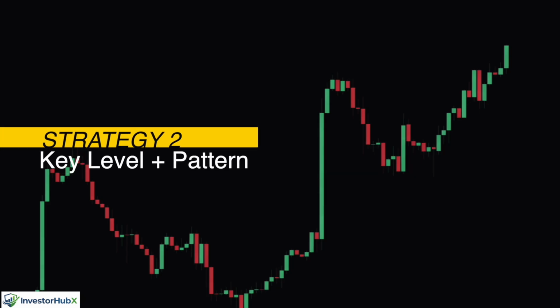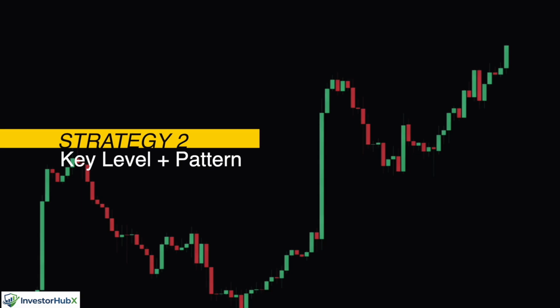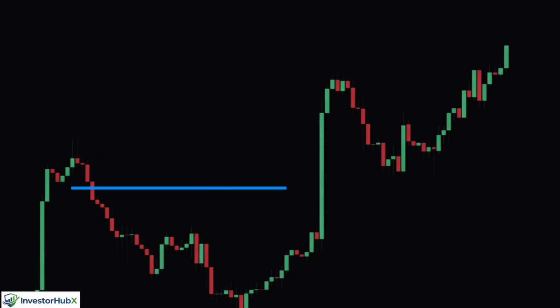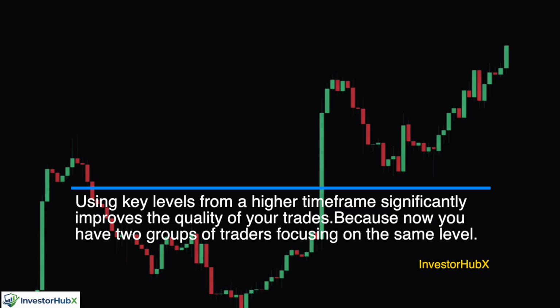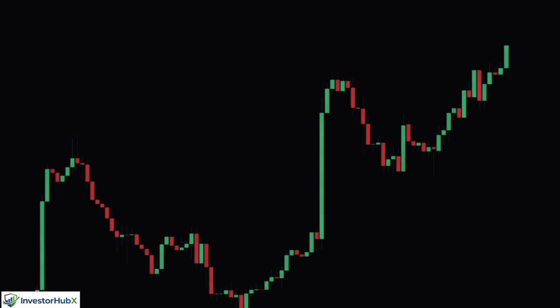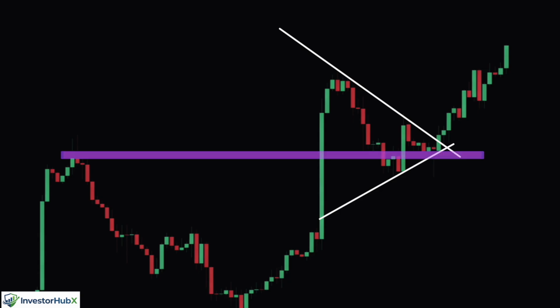The second strategy is to combine triangle patterns with key levels. Using key levels from a higher time frame significantly improves the quality of your trades. Why is that? Because now you have two groups of traders focusing on the same level. You have traders watching the triangle pattern and traders watching the higher time frame support or resistance. When more traders are involved at the same level, the reaction tends to be stronger and more decisive.